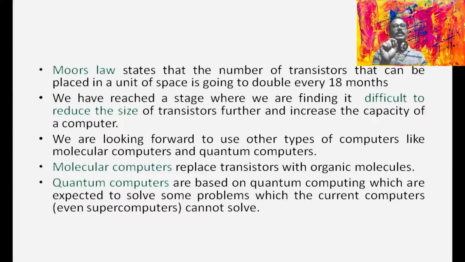Can you imagine? 3 billion transistors. It's a huge number, and that is in the i7 processor only. Now the processors keep on changing. The technology keeps on improving, and the number of transistors is going to increase. But of course, we have reached a stage where we cannot continue to increase the number of transistors.